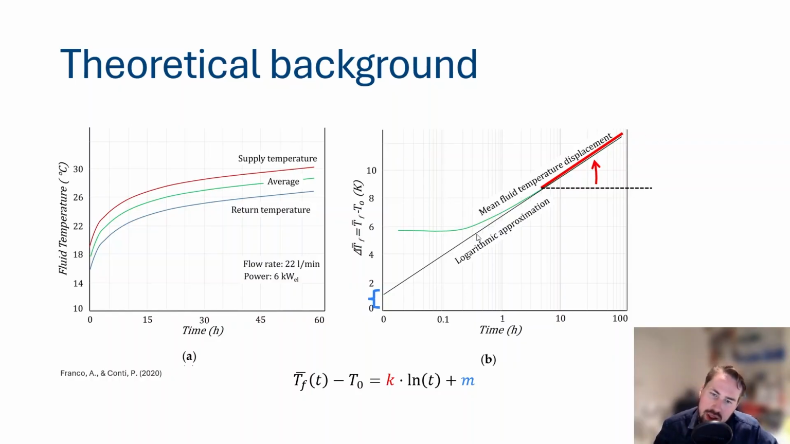So what we do is we have this logarithmic approximation here. We take the angle, which is here in red. This gives us the k factor in the equation, and the height at which the linear line crosses the y-axis gives us this term m. And both this k and m factor can be used by some more complicated equations to derive the ground thermal conductivity and the borehole effective thermal resistance.